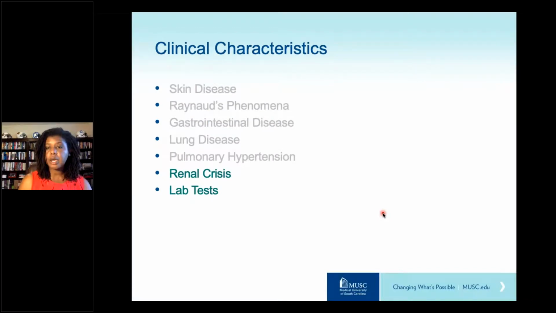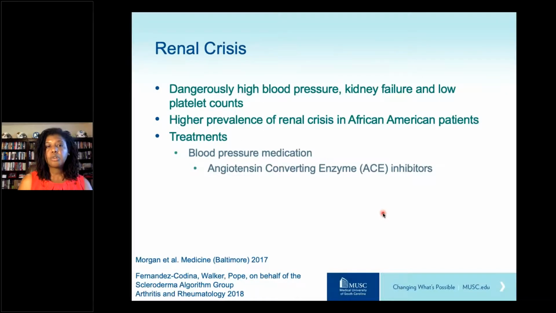Renal crisis is one of the rheumatologic emergencies that we consider for our patients in scleroderma. So renal crisis is characterized by dangerously high blood pressure, kidney failure, and low platelet counts, which is why it's very important to monitor your blood pressure on a frequent basis if you have scleroderma. Unfortunately, renal crisis happens more frequently in African American patients. And one of the main treatments for this is a blood pressure medication called angiotensin converting enzyme, or ACE, inhibitors.